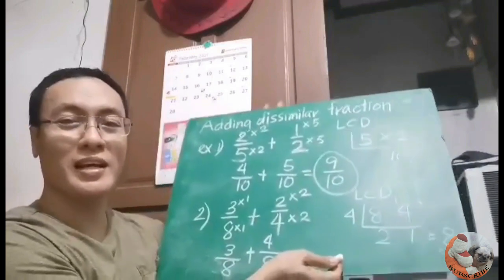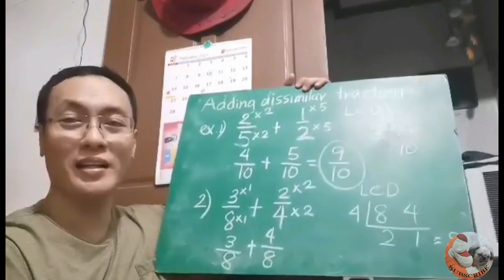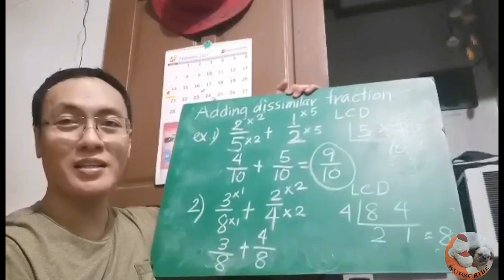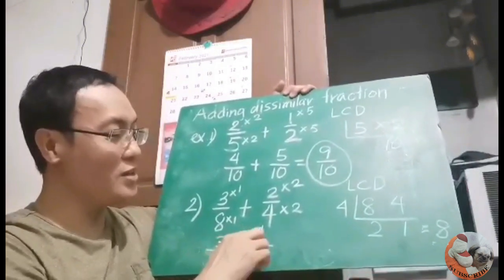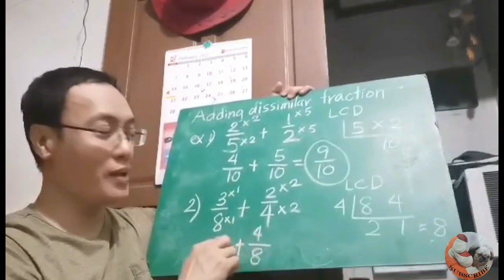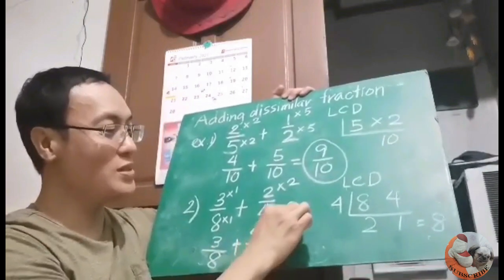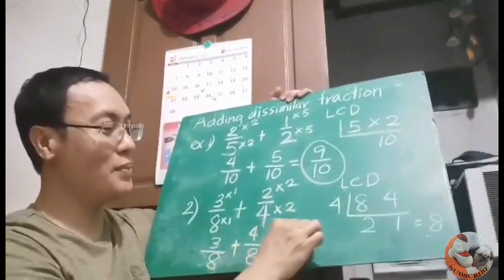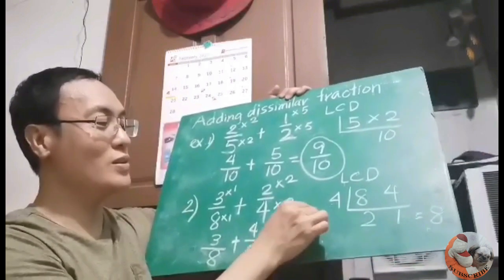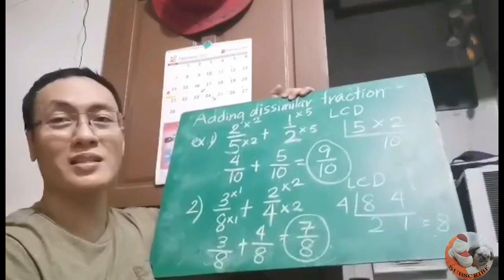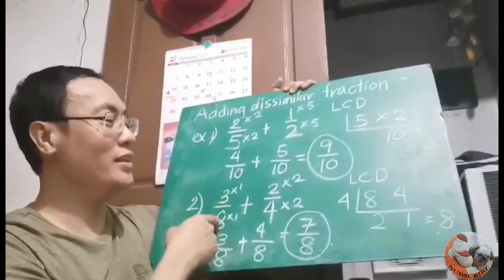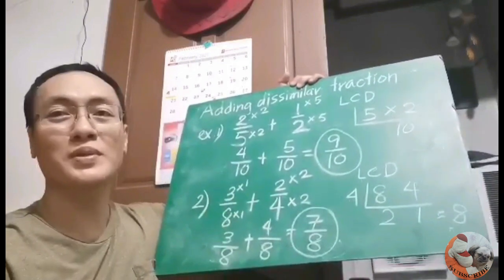Yes, similar na sila. So, pwede na natin gawin yung pag-a-add, ang process sa pag-a-add ng similar fraction. So, add the numerator to other numerator, 3 plus 4 is equal to 7. Then, copy denominator 8. 7/8 is already in the lowest term. So, that is the answer. So, 3/8 plus 2/4 is equal to 7/8.